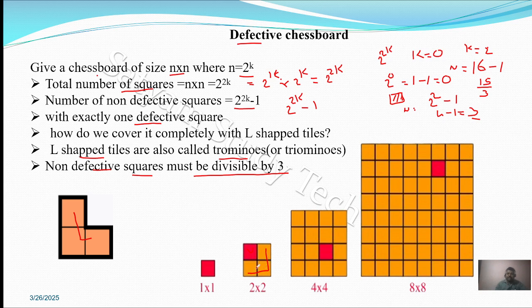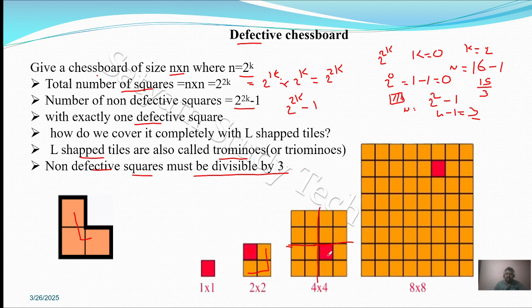For example, here this is 4 by 4, that is 16 squares. Out of 16, 1 is the defective square. For example, consider this is the defective one, and the remaining are non-defective. So this problem is a big problem. Then this problem is divided into a number of subproblems, into equal parts. This is one quadrant, this is another quadrant, this is the third quadrant, this is the fourth quadrant.